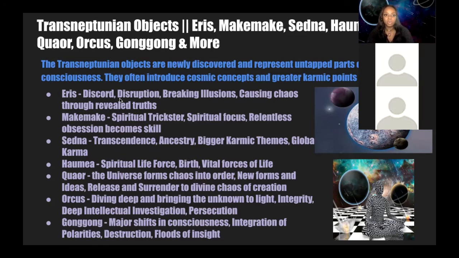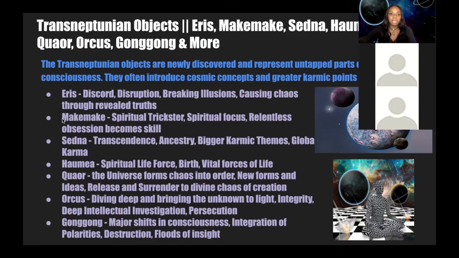Eris represents discord, disruption, breaking illusions, causing chaos through revealed truths. So Eris is kind of like someone who may be considered a whistleblower, but can also cause mischievous chaos as well. But Eris is important because it's kind of like a radical feminist, a radical person who really tears down the illusion and brings radical change, kind of like Uranus, but in a way that disrupts things. Uranus is more innovative and bright, whereas Eris is disruptive. It can cause chaos as a result of its influence.